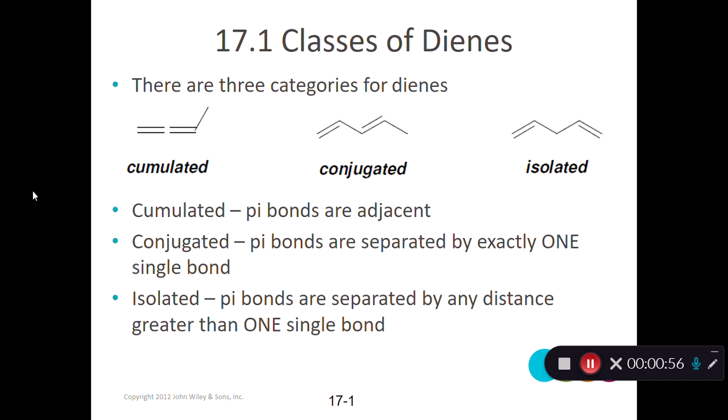So in chapter 17, we're going to talk a little bit about situations where alkenes are in conjugation and what kinds of reactions that leads to, which we'll be talking about later this week in more detail.